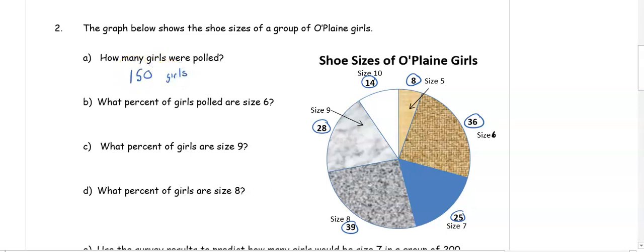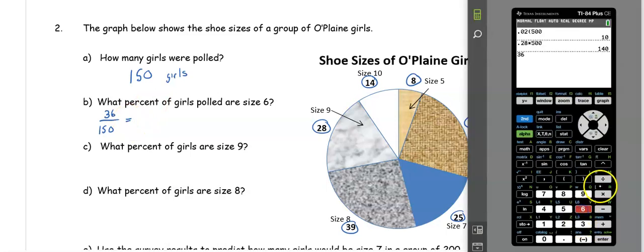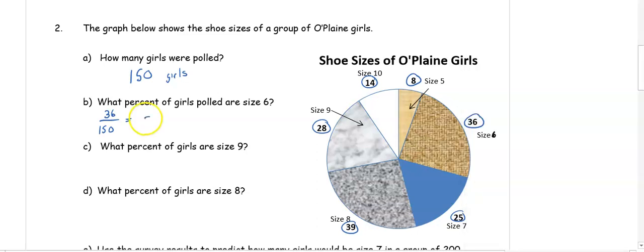What percent of girls polled are size 6? There were 36 girls that said their shoe size is 6, out of the 150. So we can divide 36 divided by 150 and multiply by 100, and that's going to get us 24%.